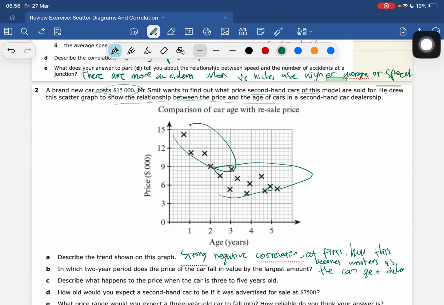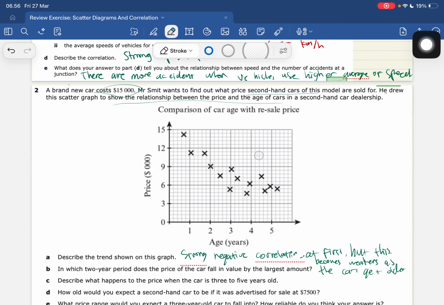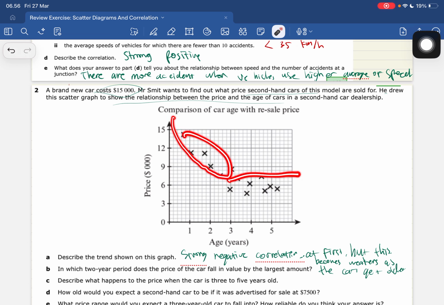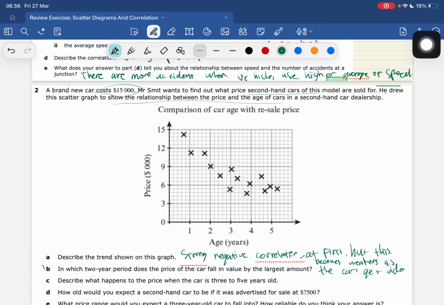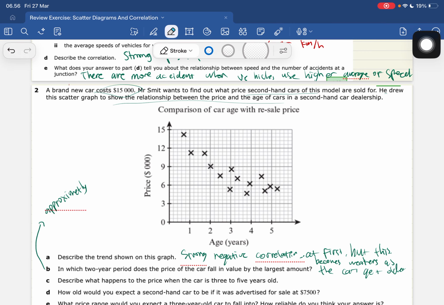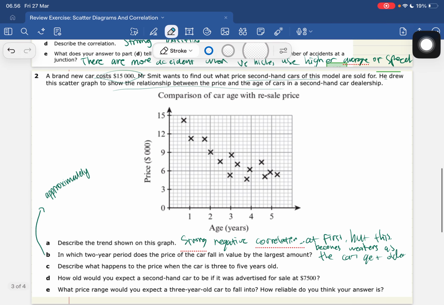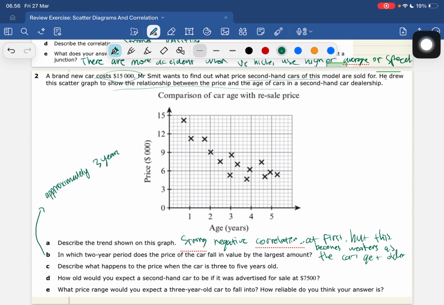Now B: in which 2-year period did the price of the car fall in value by the largest amount? Here it is going down, starting from 3, so we can write it as B. This is approximately 3 years.